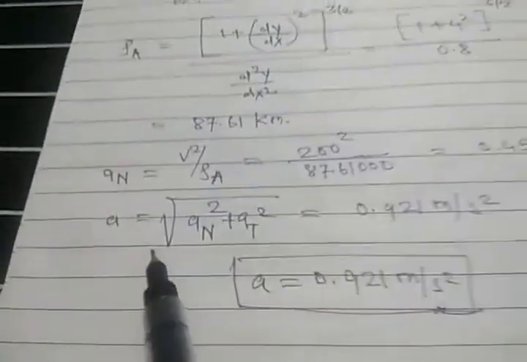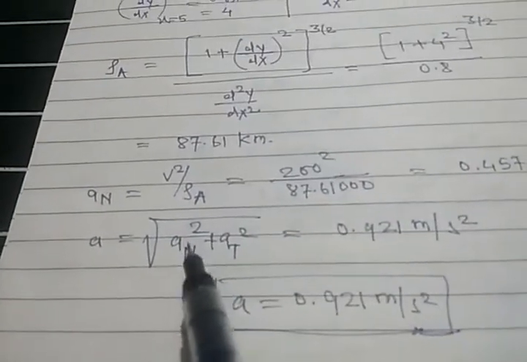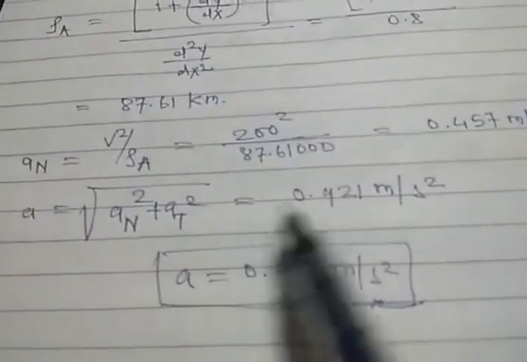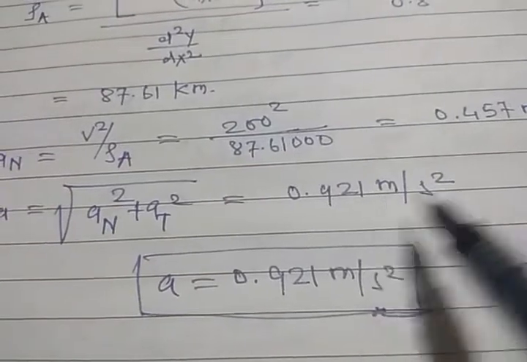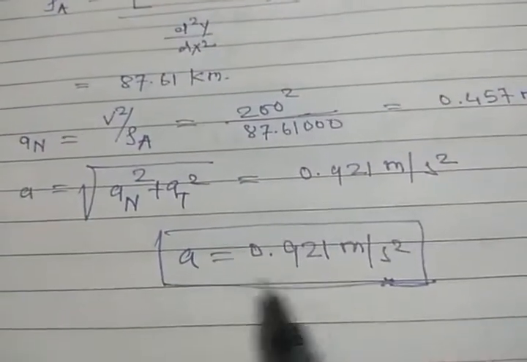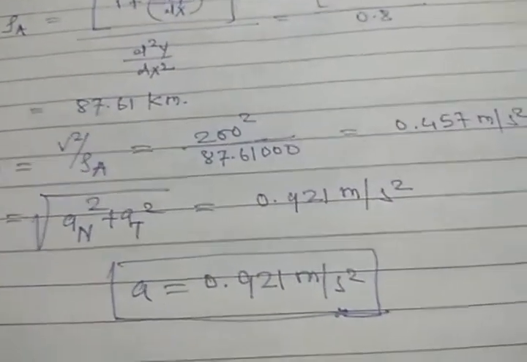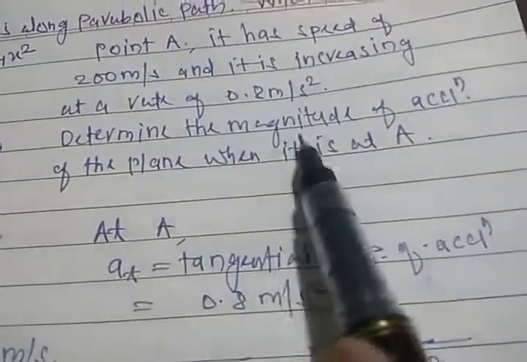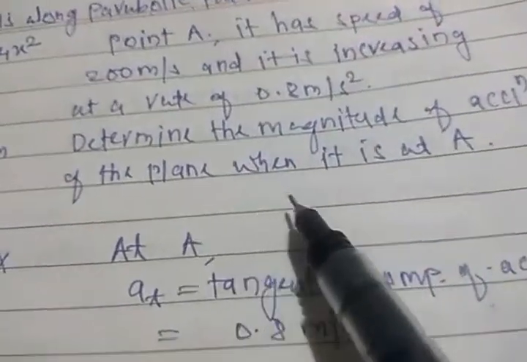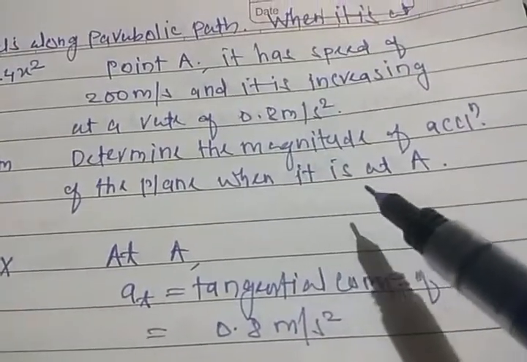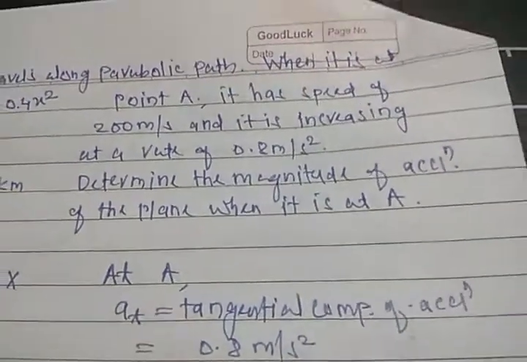So acceleration a is equal to, in the formula, square root of an square plus at square, it is 0.921 meter per second square. So a is 0.921 meter per second square, and that was asked: determine the magnitude of acceleration of the plane when it is at A. Okay, thank you.